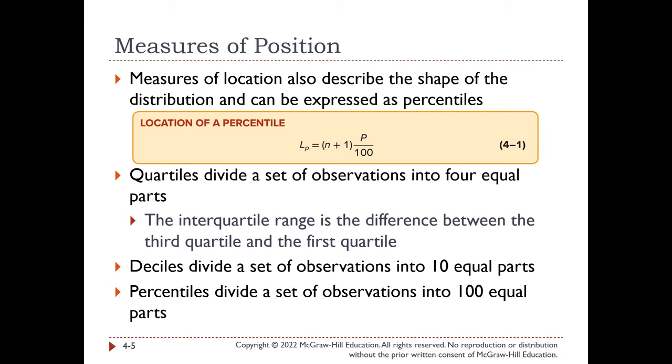Quartiles divide a set of observations into 4 equal parts. Again, like I was talking about. The interquartile range is the difference between the third quartile and the first quartile. I had them, quartiles. Now I can't say them. It happens. Deciles divide a set of observations into 10 equal parts, and percentiles divide a set of observations into 100 equal parts. Okay? Quartiles. I think that's about it.